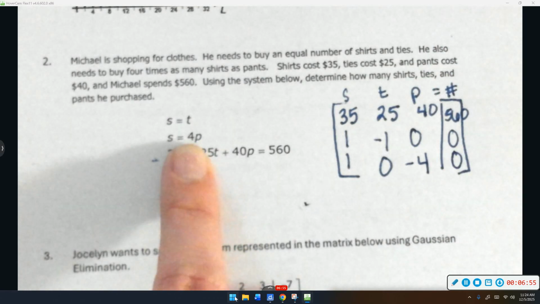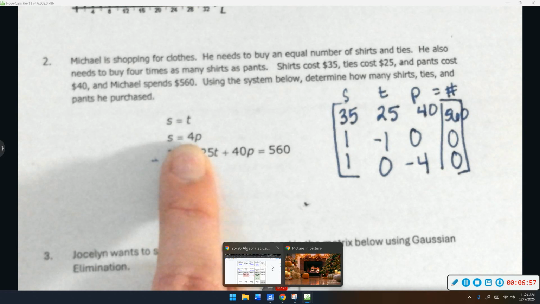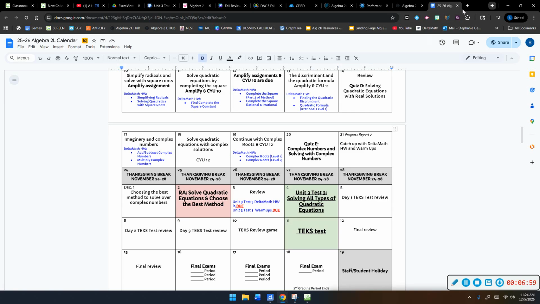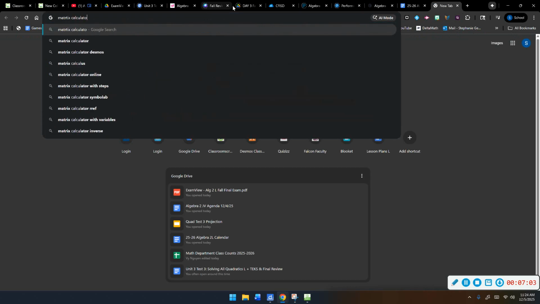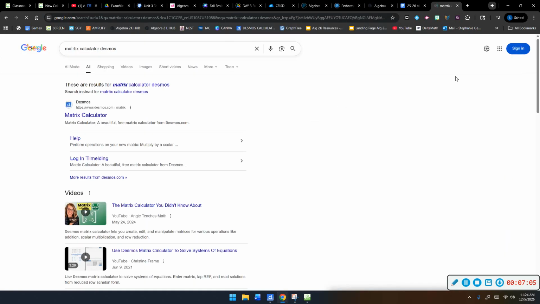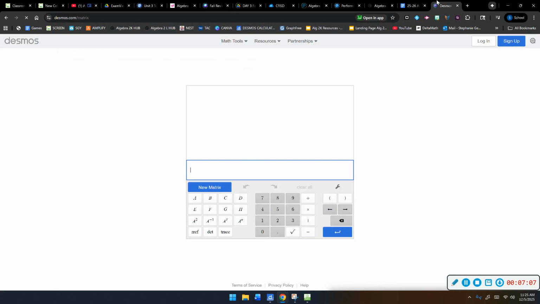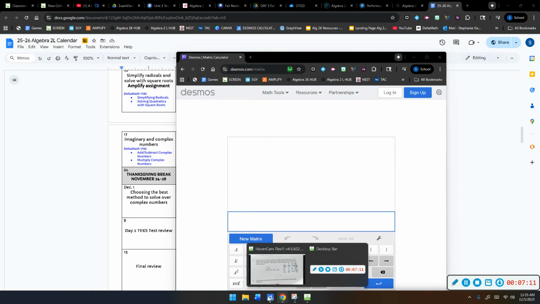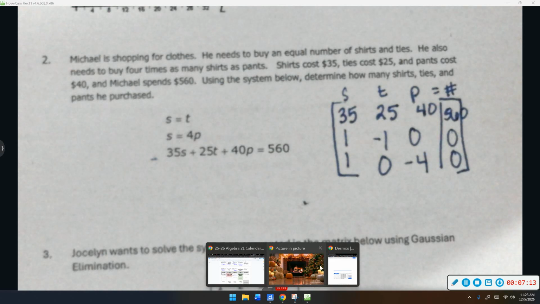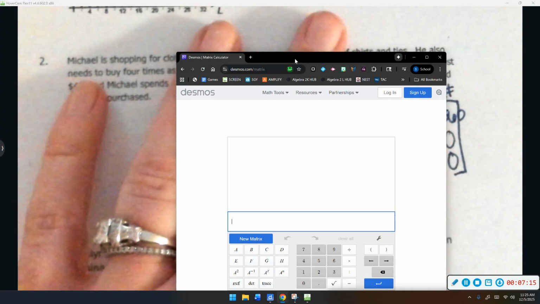So now I need my matrix calculator, which, oh my gosh, I don't have ready to go. Let me open my matrix calculator. Matrix calculator, Desmos. Okay, Google, bring me to the right place. Thank you. All right, let me bring this out. Here we go. All right, so let's do this here.